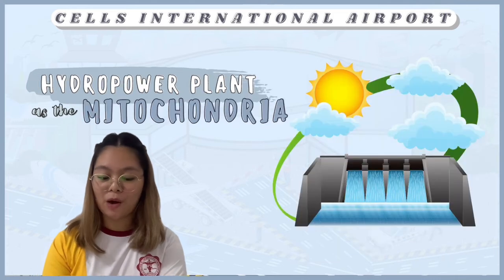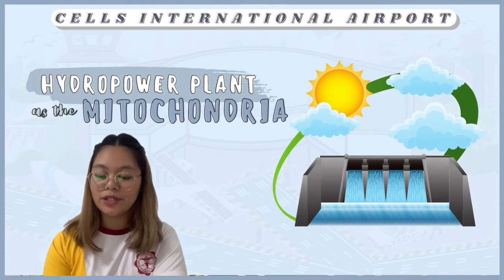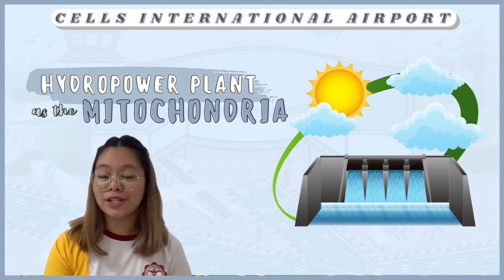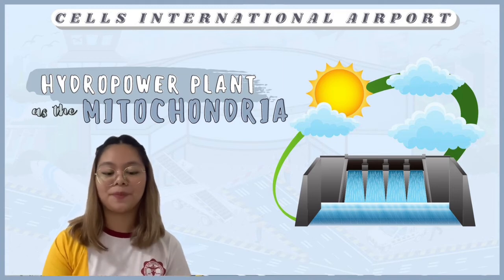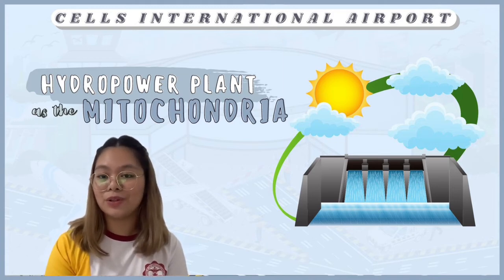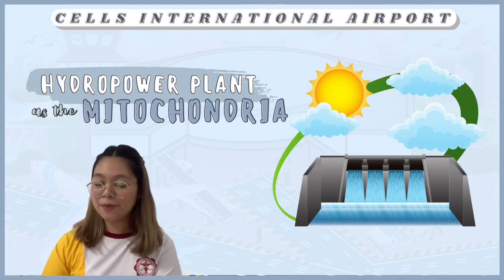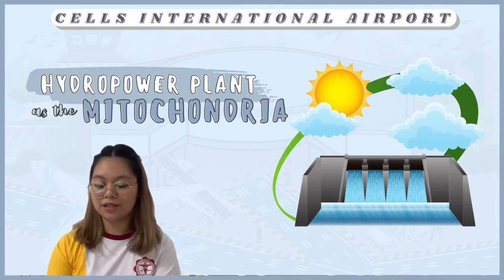Next, we have the hydropower plant. The hydropower plant is one of the greatest sources for energy, which is converted to electricity in airports. Most airports rely on this kind of source of electricity. The hydropower plant is the source of the energy of the airports, which can be related to the mitochondria. The mitochondria is famously known as the powerhouse of the cell. Similar to its famous nickname, the function of the mitochondria is to produce adenosine triphosphate energy, or the ATP energy, which plays a vital role to cells as it maintains energy molecule used by the cells.